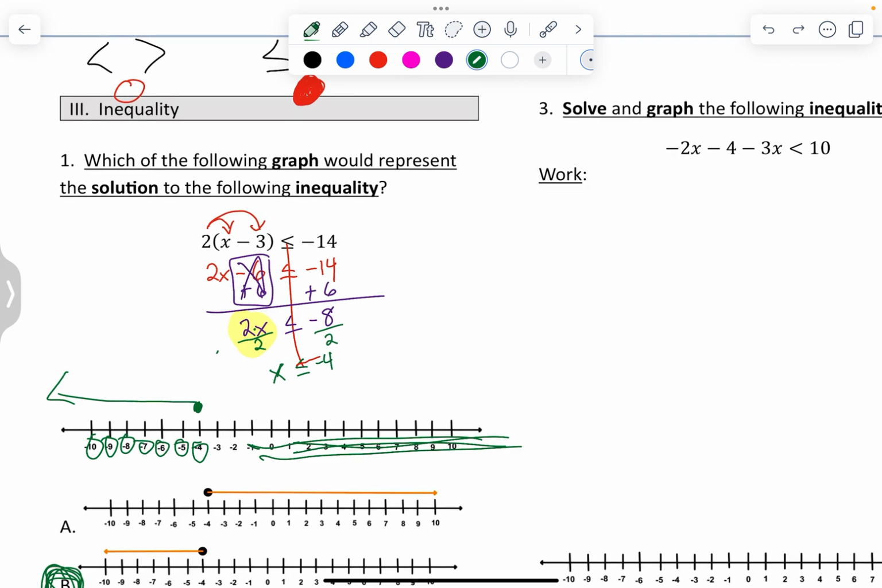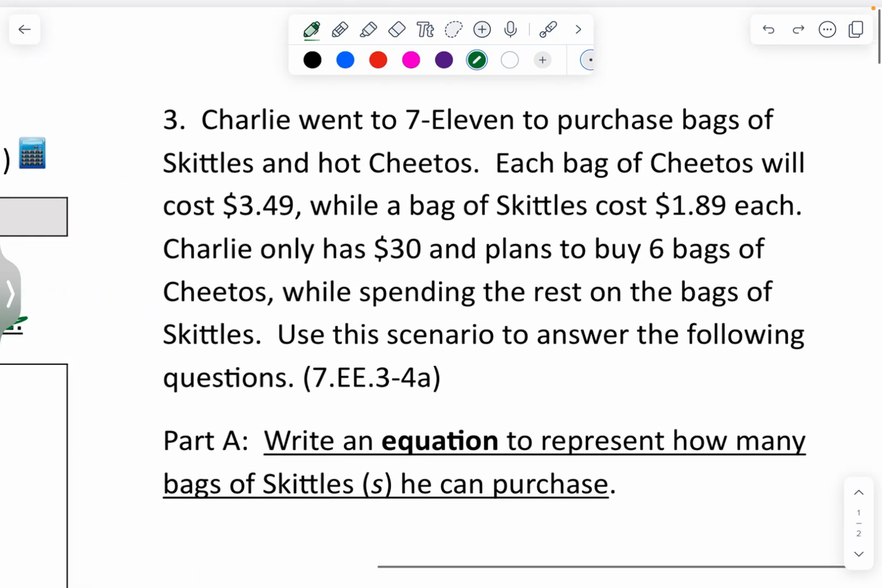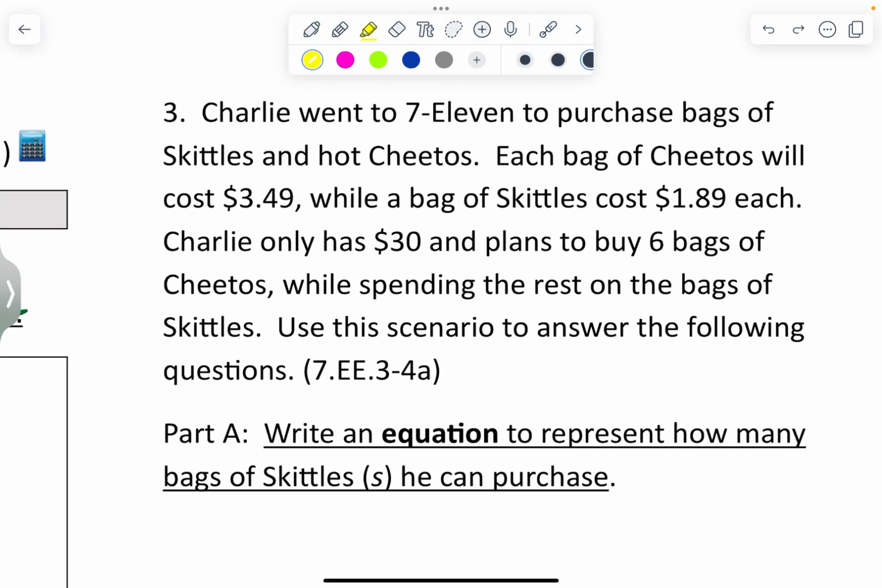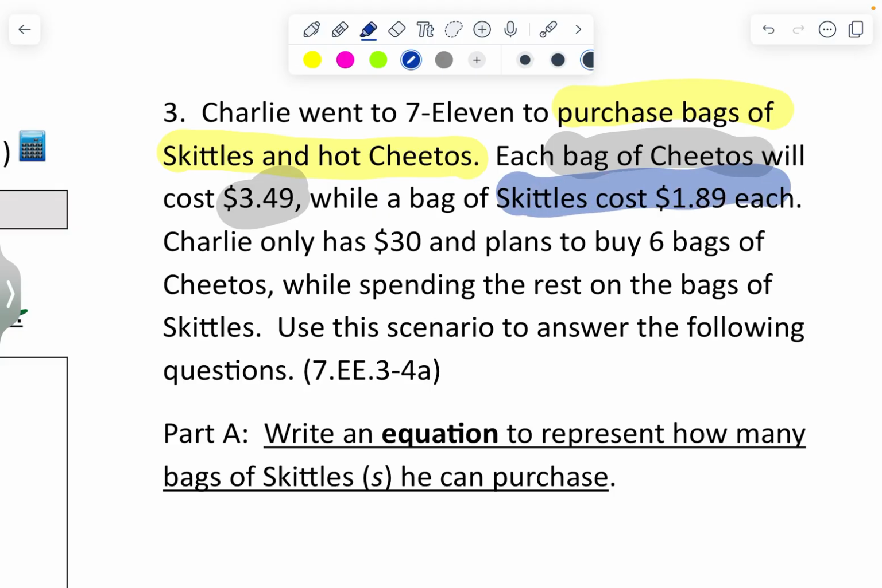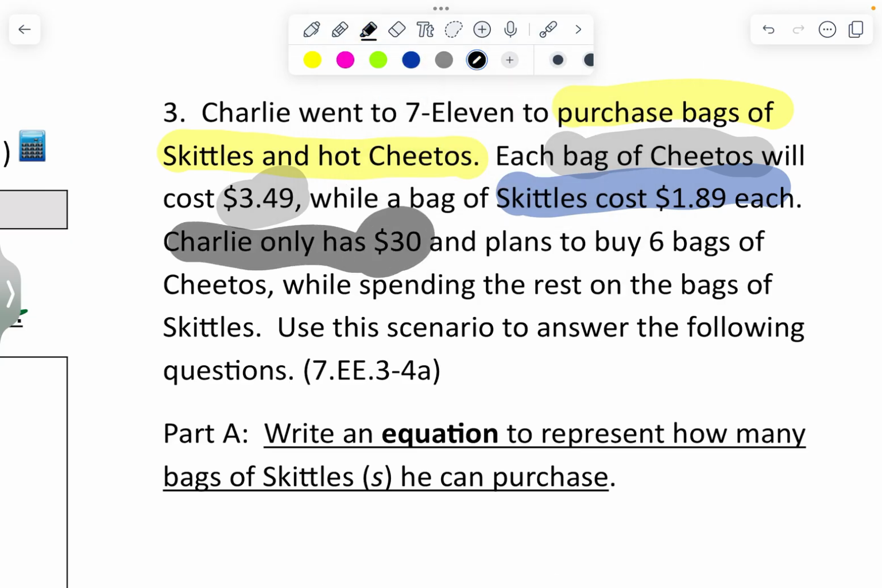All right, and then our last one. I'm going to go back to the last page. Charlie went to 7-Eleven to purchase bags of Skittles and Hot Cheetos. In this case, though, the bags of Cheetos are $3.49 and the Skittles are $1.89. Now, the bad thing is Charlie only has 30 bucks, but he plans to buy 6 bags of Cheetos while spending the rest on Skittles without going over. Because remember, you only have 30 bucks. Can't spend more than that.